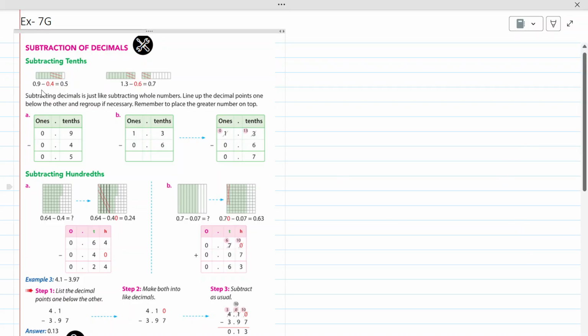I'll take this example which is given here, where we are subtracting the tenths. Here we have taken the tenth 0.9, and from this 0.9 we are subtracting 0.4. So these 0.4, the 4 bars, are cut, and the remaining is 0.5. Okay, if I write this in the form of ones and tenths, this is 0.9, and from here we are subtracting 0.4.